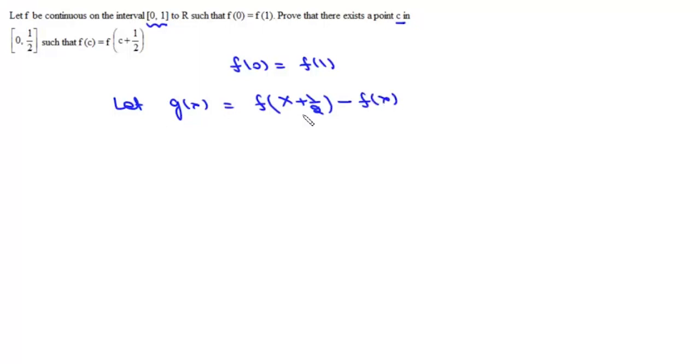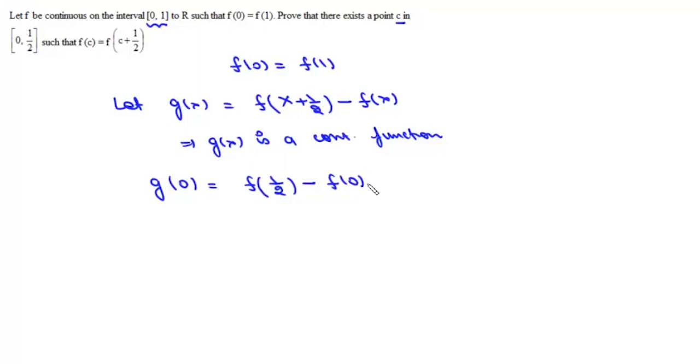Now since f is continuous, f(x plus 1 by 2) minus f(x) will be a continuous function. So from here we can say this g(x) is a continuous function. Now if we find the value of g(0), then the value of g(0) will be f(1 by 2) minus f(0), and say this value is k. And if we find the value of g(1 by 2), it will be f(1) minus f(1 by 2). Then the question says f(1) is equal to f(0).